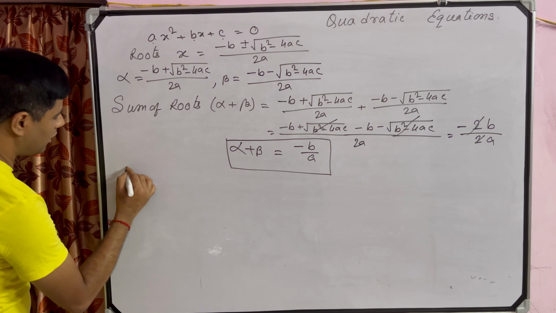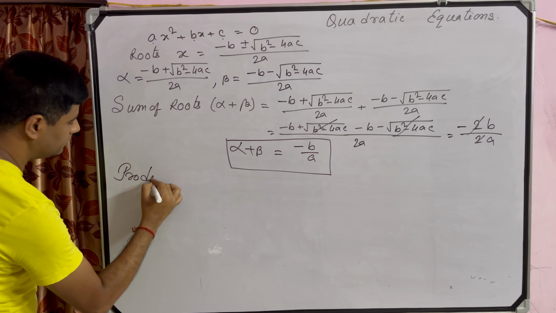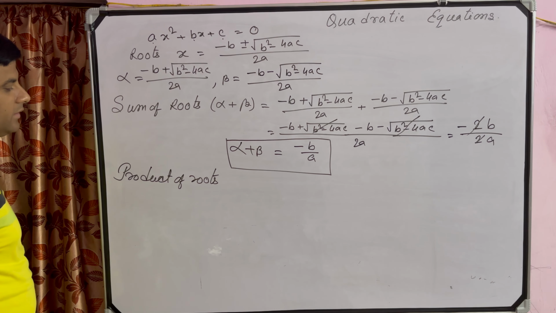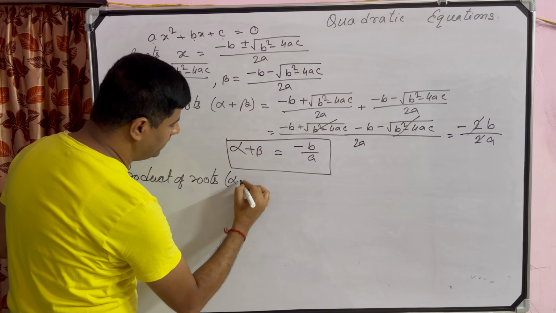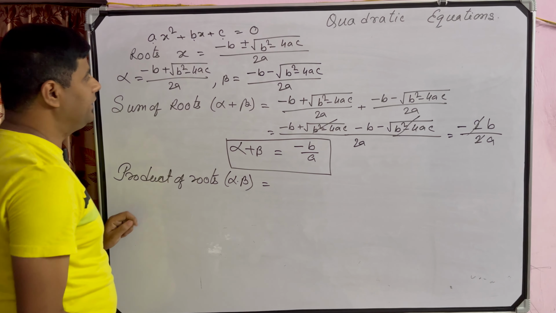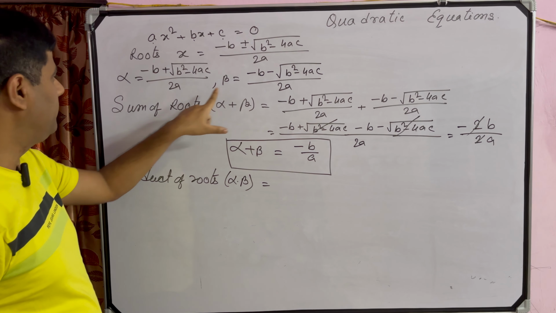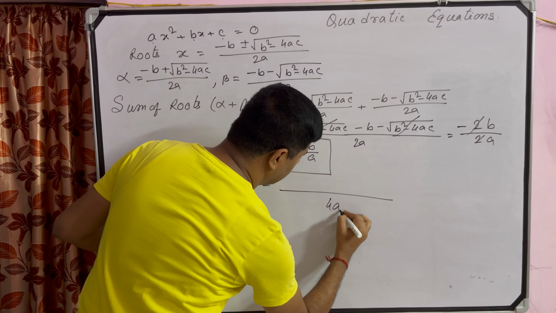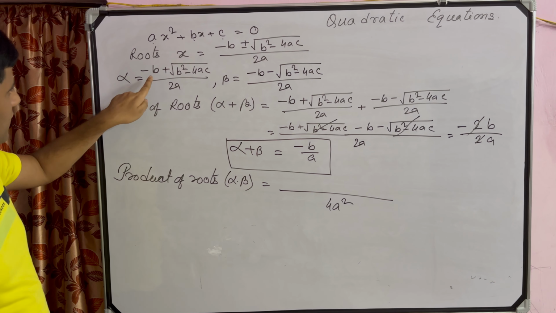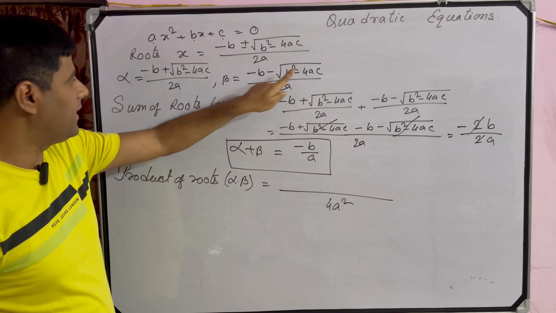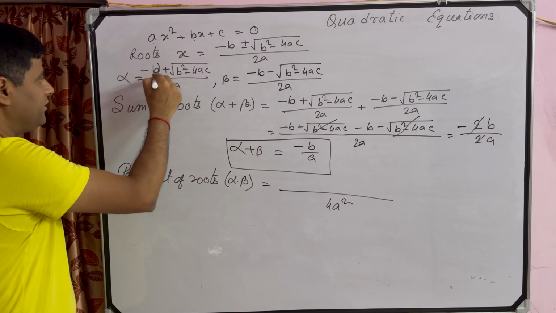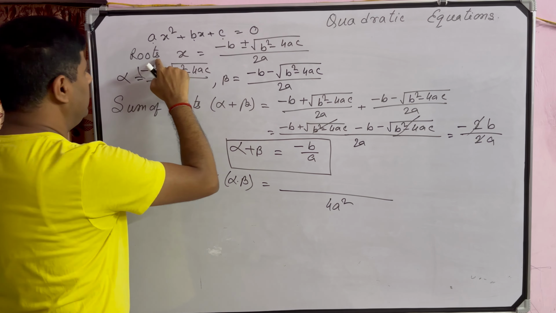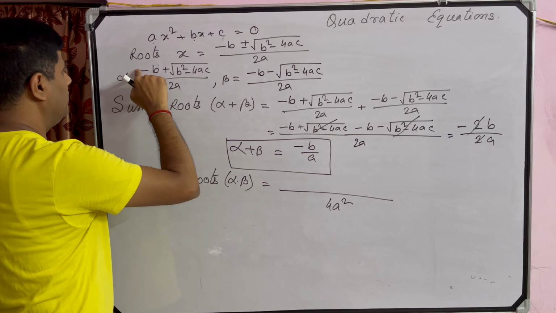And let's talk about the product of roots. This means I'm going to find alpha into beta. See, alpha into beta, if I multiply, 2a into 2a, in the denominator it is 4a square, correct? And in the numerator it is minus b plus this one, and minus b minus this one. If I take minus b as a single term, it will be a plus b and a minus b, and I'm multiplying them. So what will be the result?